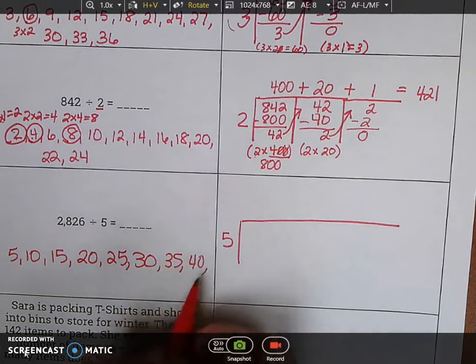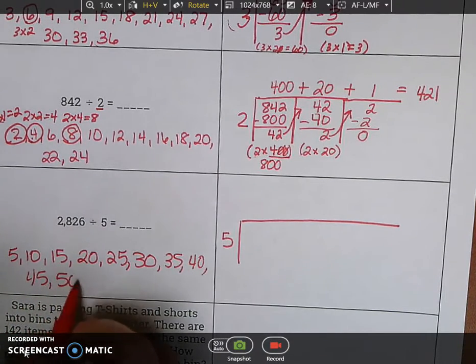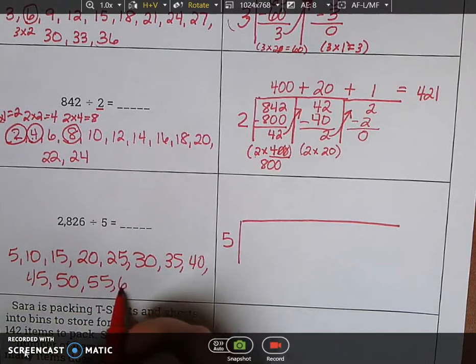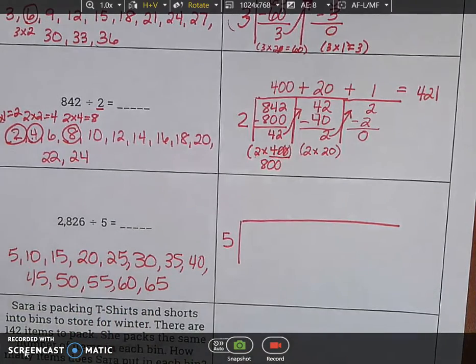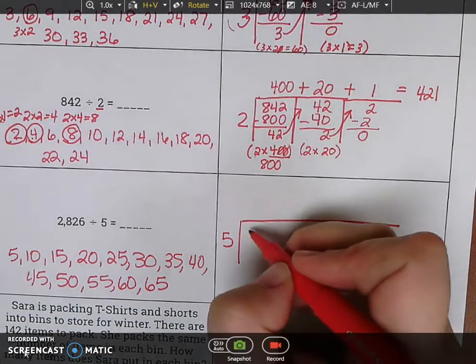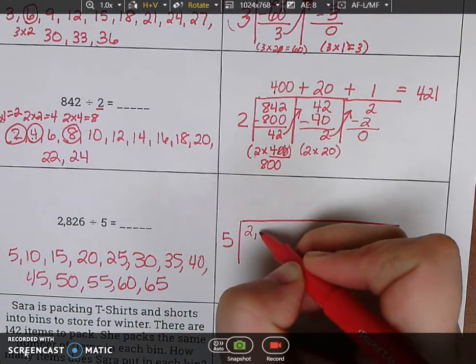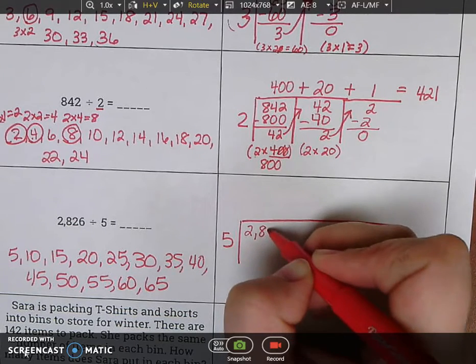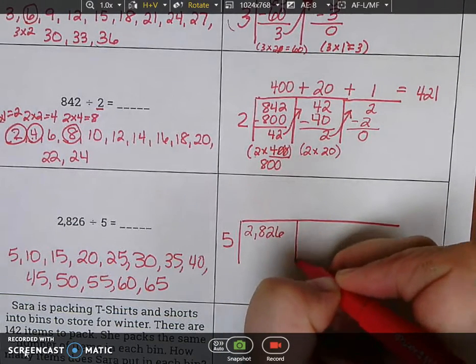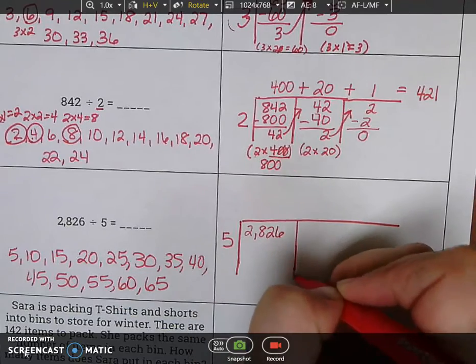35, 40, 45, 50, 55, 60, 65. And I'm just going to stop there. And so I'm figuring out how many times 5 can fit into 2,826. How many 5s will fit into there?